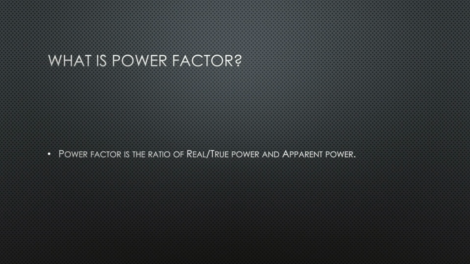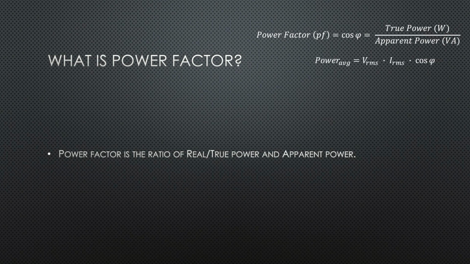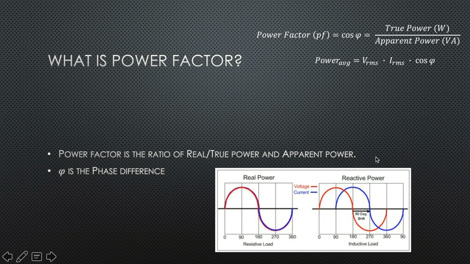It is the ratio between the real power or the true power and the apparent power. So in the previous diagram, that would be the cosine of the angle. So we end up with this formula, the root mean square values, just to remind you, and the phase difference, like I mentioned, cosine theta will be the phase difference. So let's look at this diagram of a resistive load and an inductive load.